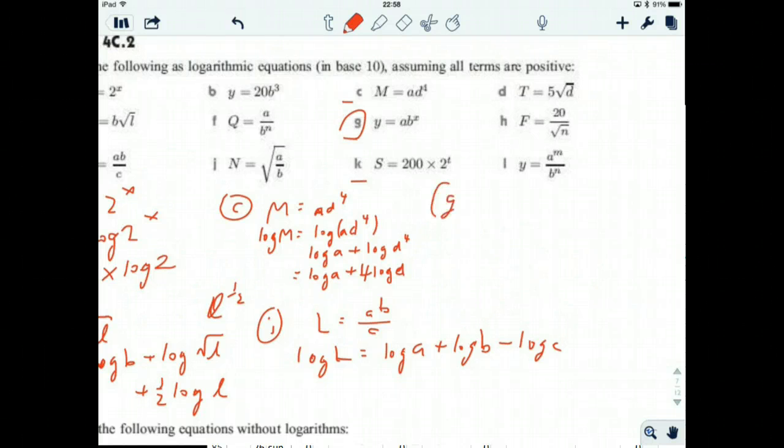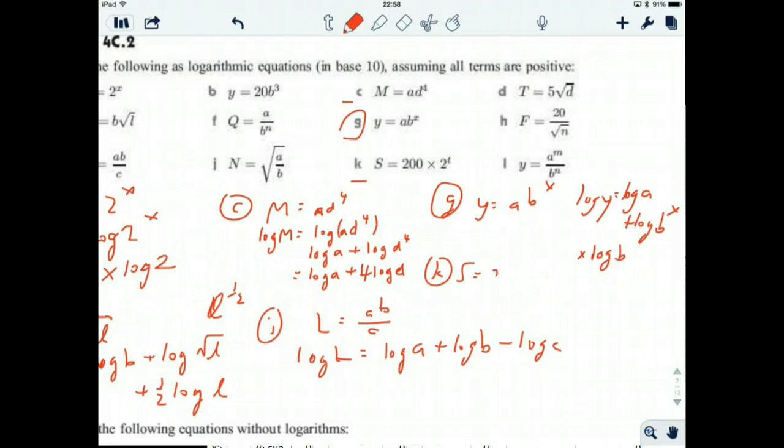Now G. Y equals AB to the x. Log of y is equal to log of a plus log of b to the x. Log of b to the x can be written as x log of b. K. S is equal to 200 times 2 to the t. Log of s is equal to log of 200 plus t times log of 2.